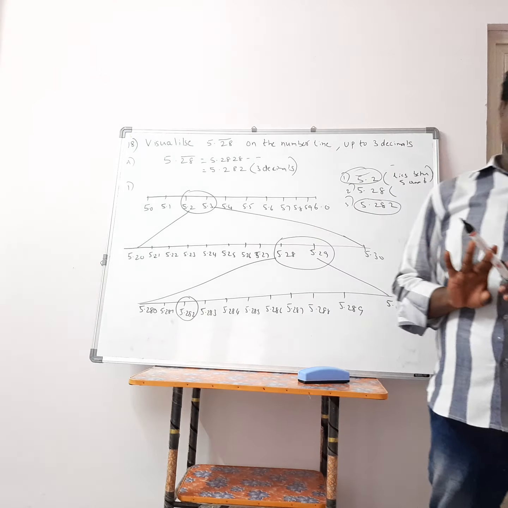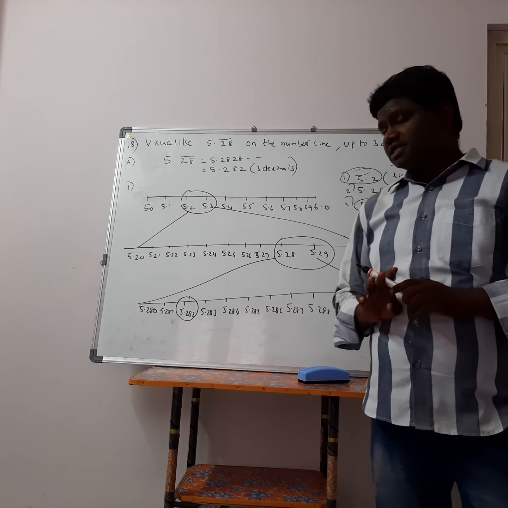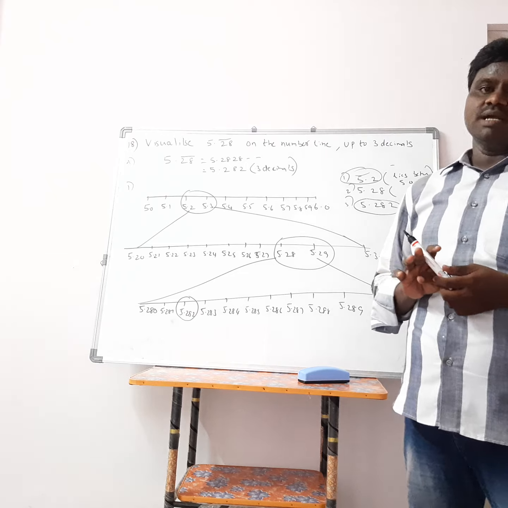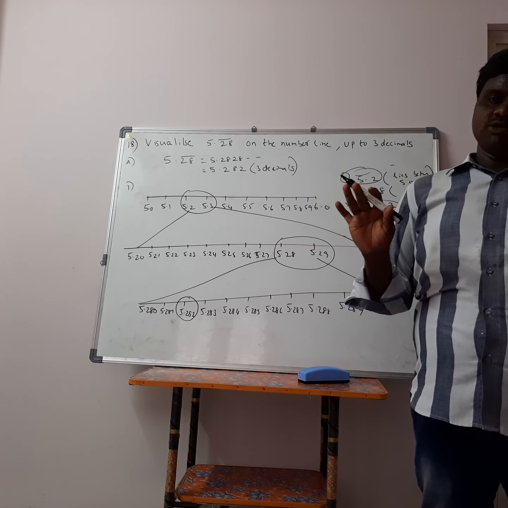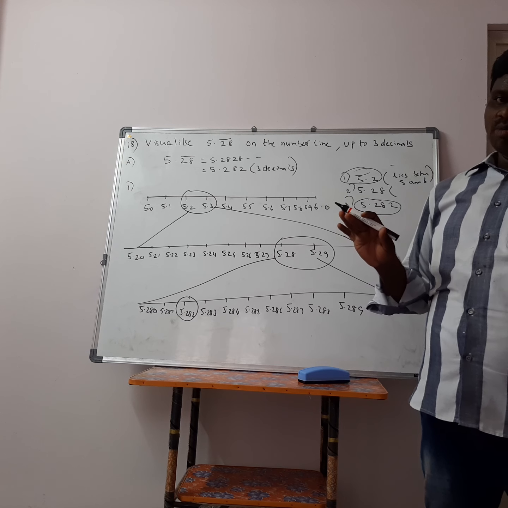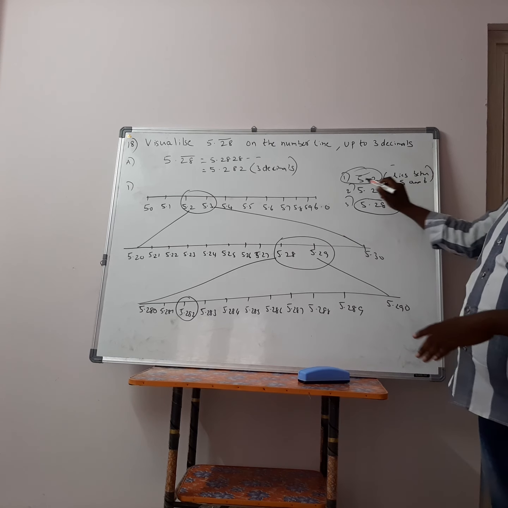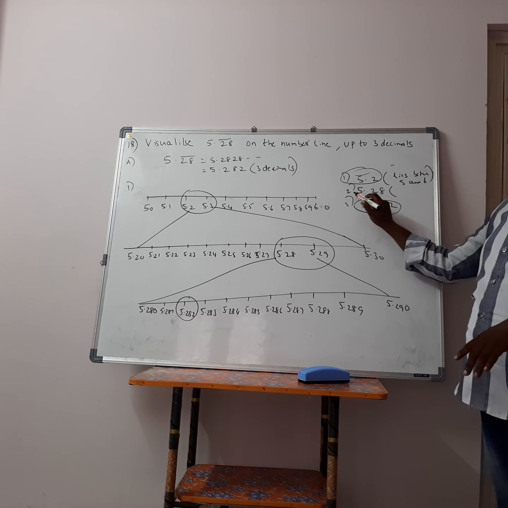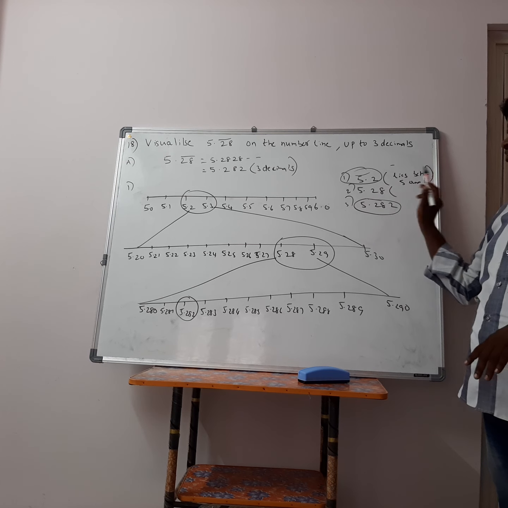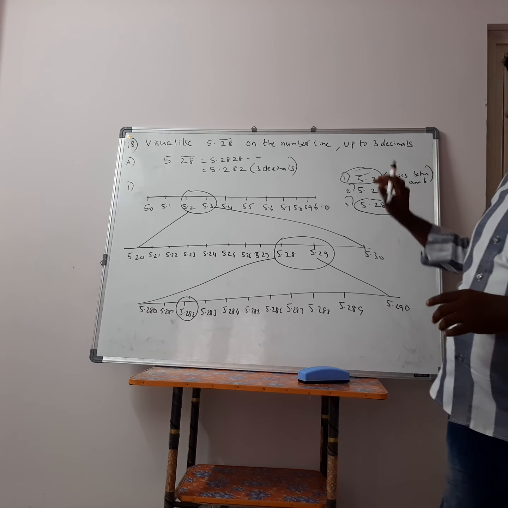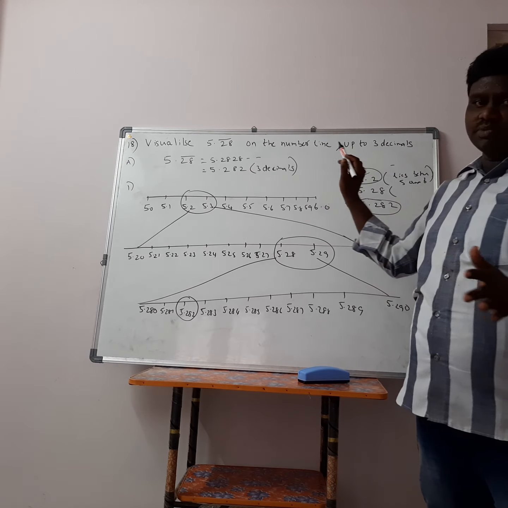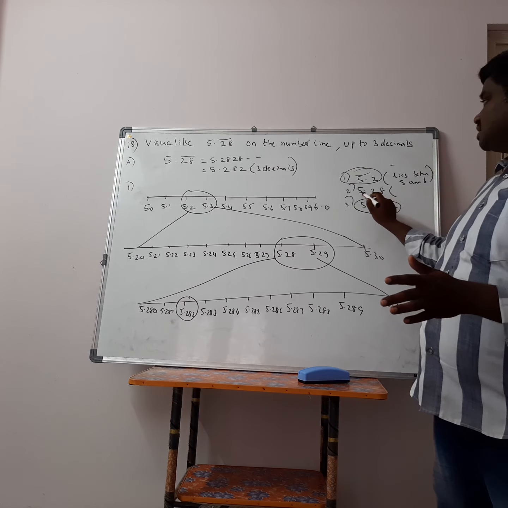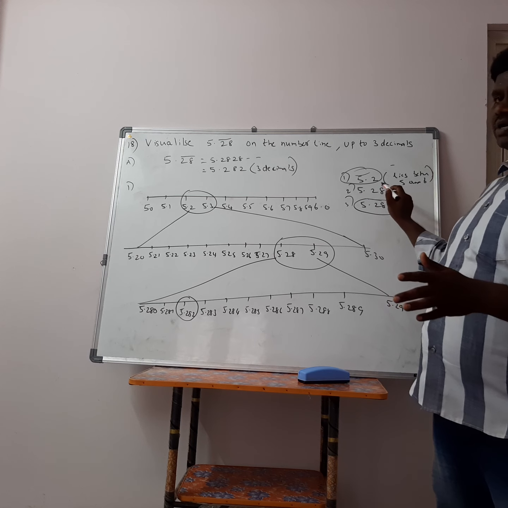So children, this is clear about the number line using successive magnification. I think everyone is clear. So for 5.282, how many steps are there? 3 steps. First step 5.2, second step 5.28, third step 5.282. First step: 5.2 lies between 5 and 6. First step will complete. Next, second step.